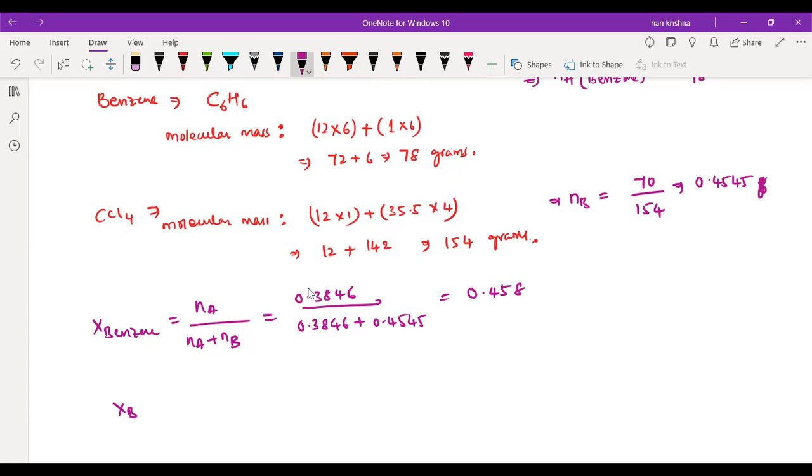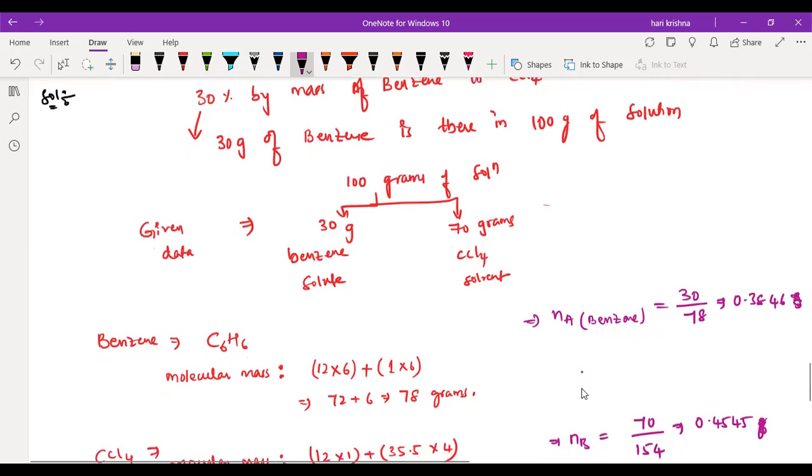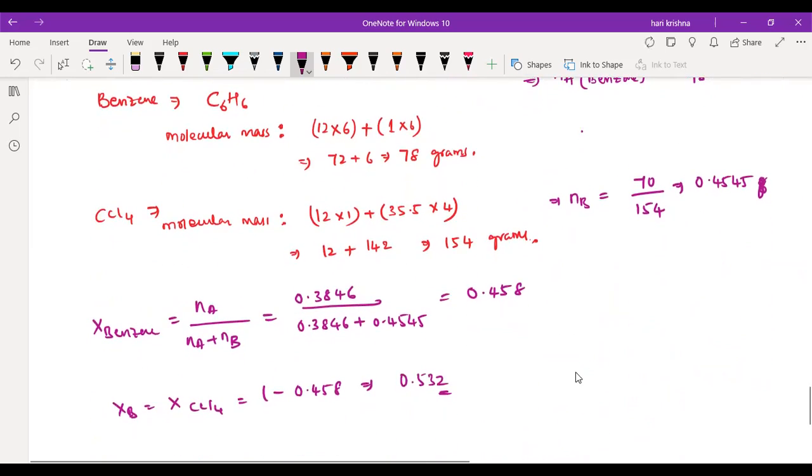And if you want XB, that is the X of CCl4, just subtract: 1 minus 0.458. What is the answer? 0.542. You'll get the answer for XB. So this is the way of solving mole fraction problems. First you have to find the Na value and the Nb value. If you are able to find these, automatically you'll get the remaining Xa and Xb. So whenever mole fraction problems come, first find the number of moles of the different components.